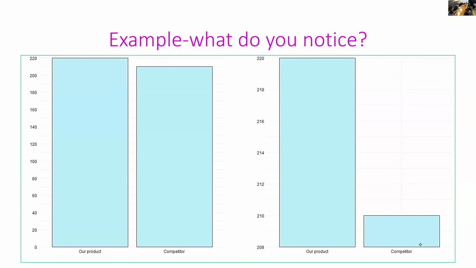Okay. Now let's see what you learned. Which graph is better? What would you do if you were a pharma rep? Is there any difference in the two graphs? The difference between our product and the competitor: is there any actual difference? The difference appears to be 220 to 210, maybe only 10. But this suddenly appears to look great. What's the correct way? This one. What's the wrong way?